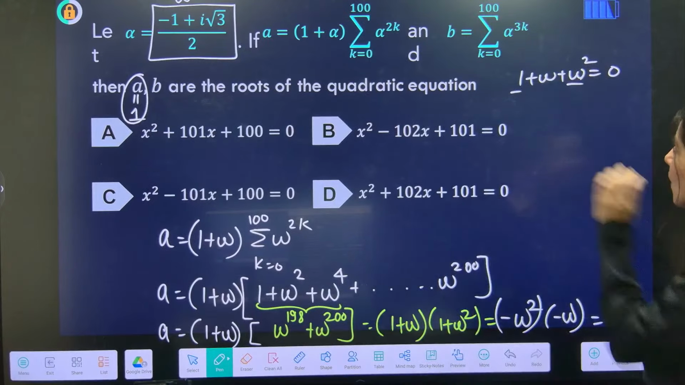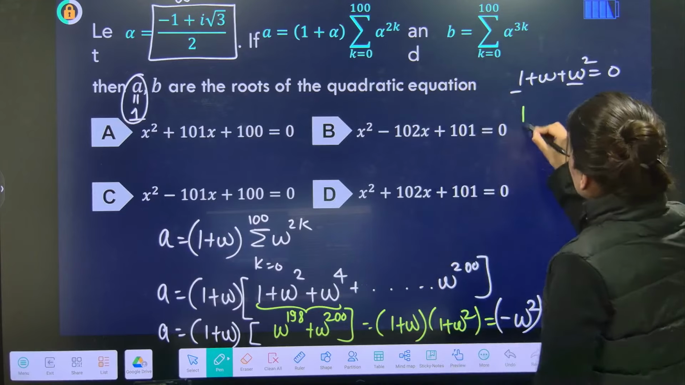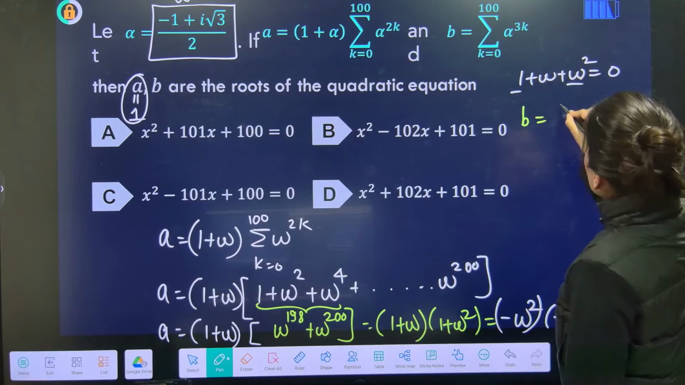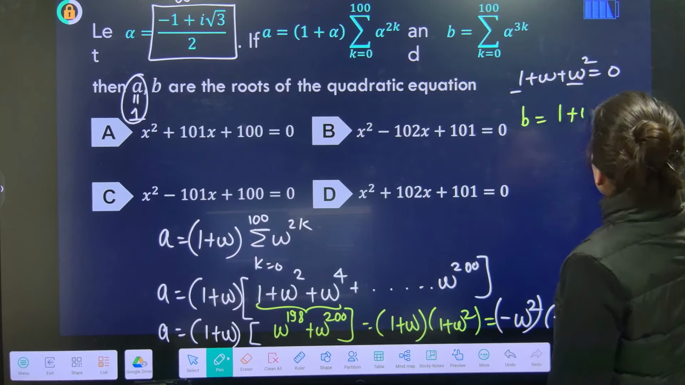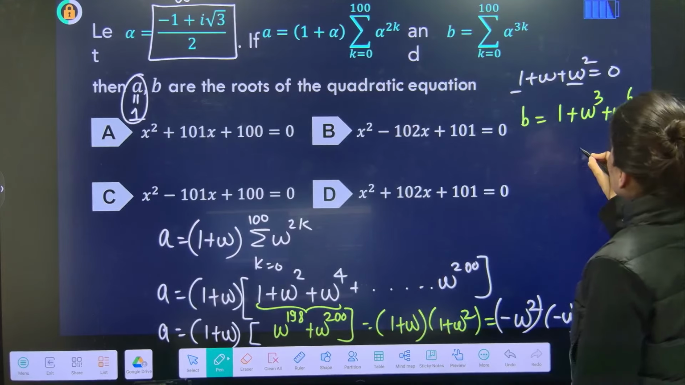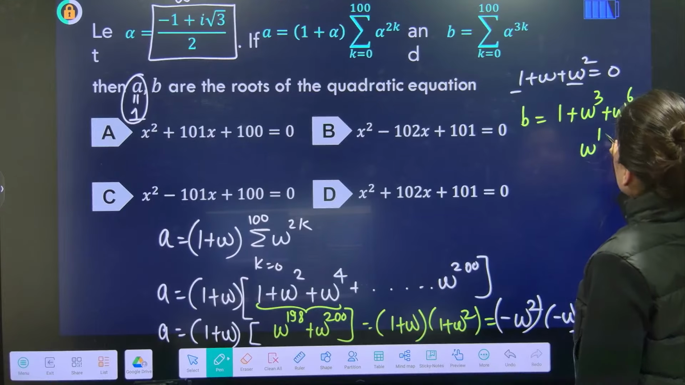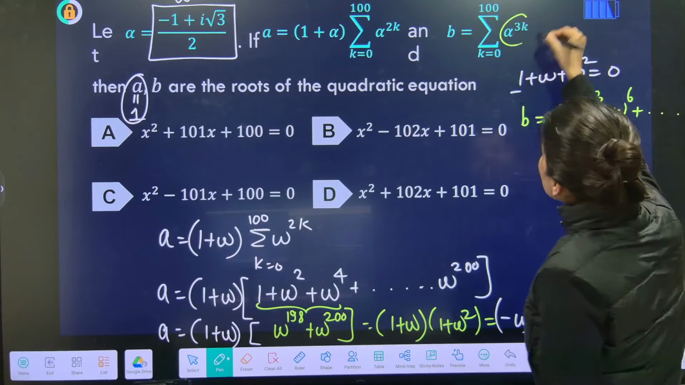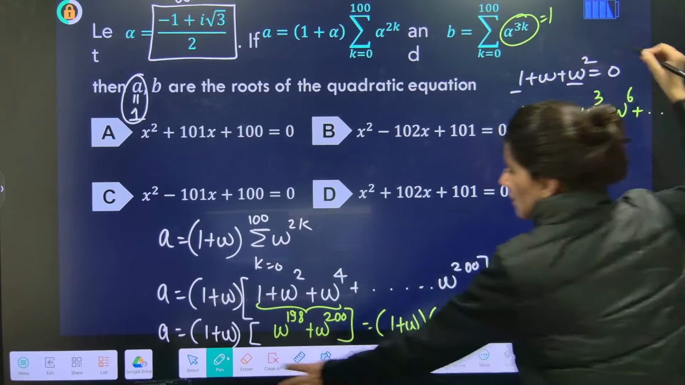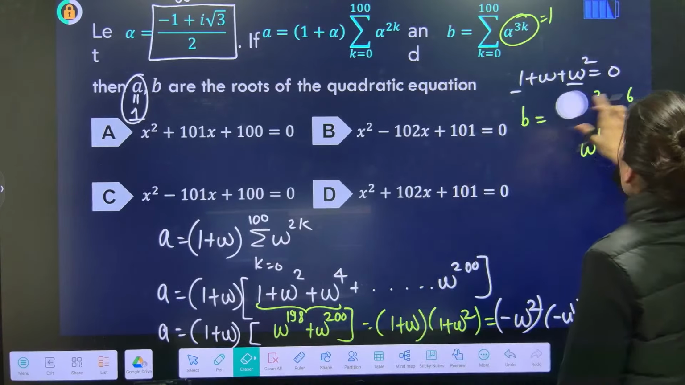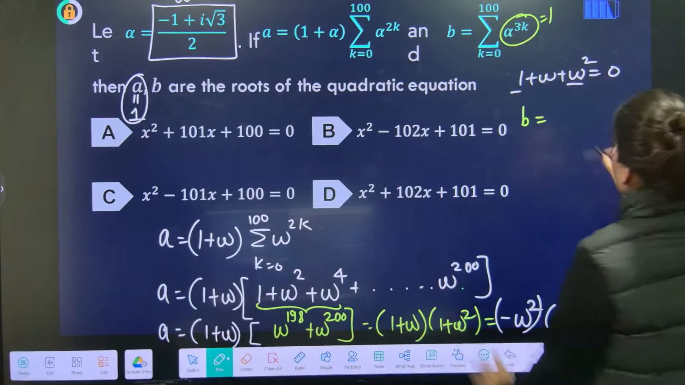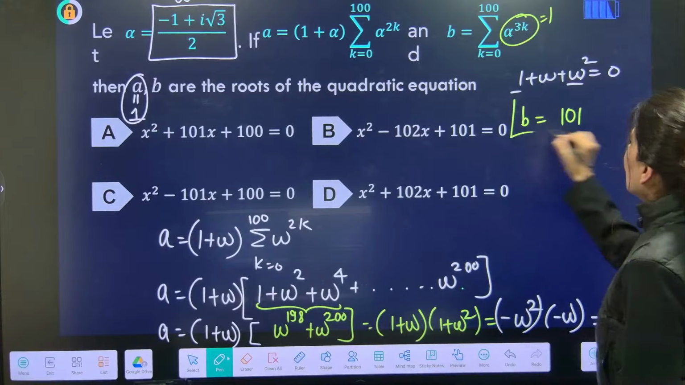Okay, and now what about this B? Let's talk about B. So k is equals to 0, 1, omega cube, omega power 6 and so on. Omega cube is anyway 1, so they are just asking you to add 1, how many times? 101 times. How many terms? 101 terms. So B actually is 101.